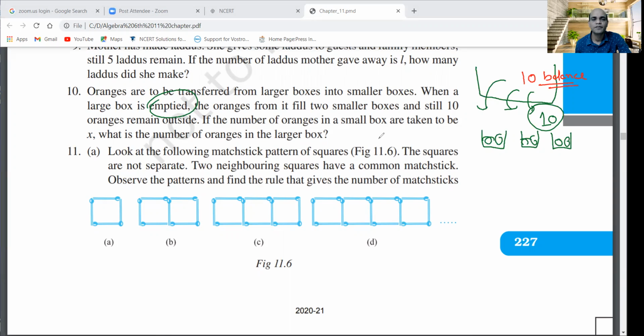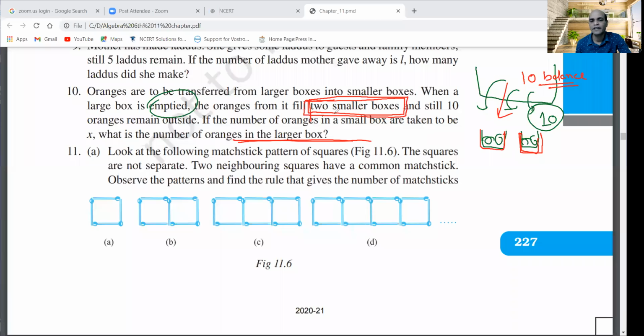अब क्या होगा देखो. If the number of oranges in the small box are taken to be X, what the number of oranges in the large box? Now get it? This is a big box. From this big box, 2 small boxes are filled. कितना हुआ देखो? 2 small boxes. 2 small box में इसको fill कर दिया गया. It is full, but still 10 remains. So what is the number of oranges the large box contain? कितना उस large box में था? How can you know this?